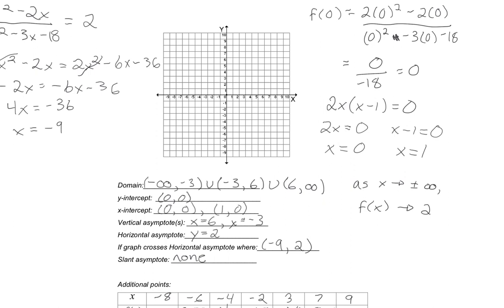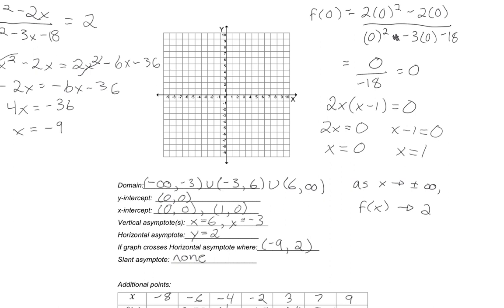Okay, so next what I want to do, we have these additional points as well as all of the other points we established here, like our y and x intercepts and where the graph crosses the horizontal asymptote. I want to start by drawing where those asymptotes are. Okay, so this might get a little messy, but just bear with me here.